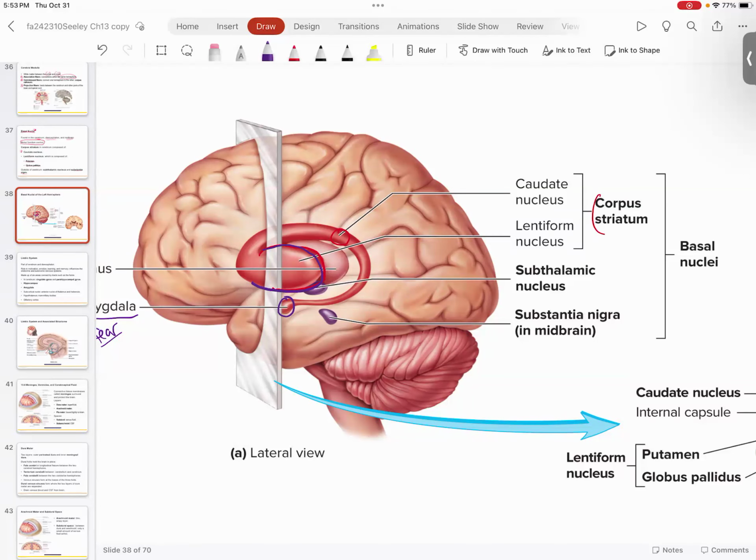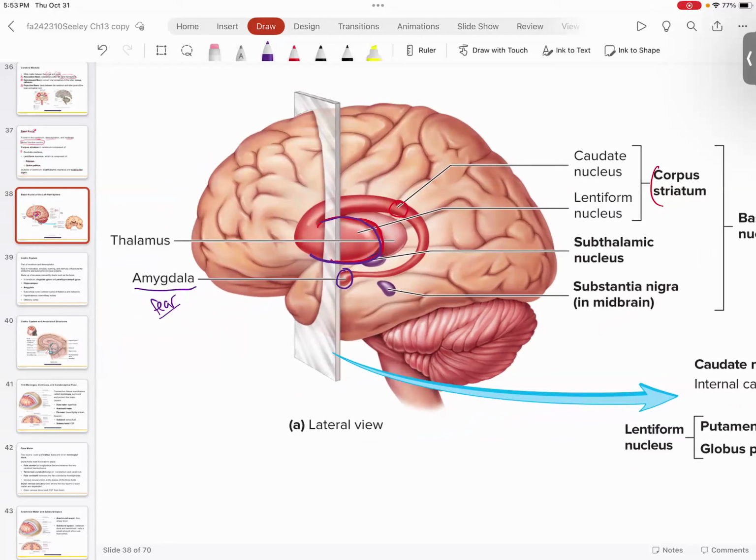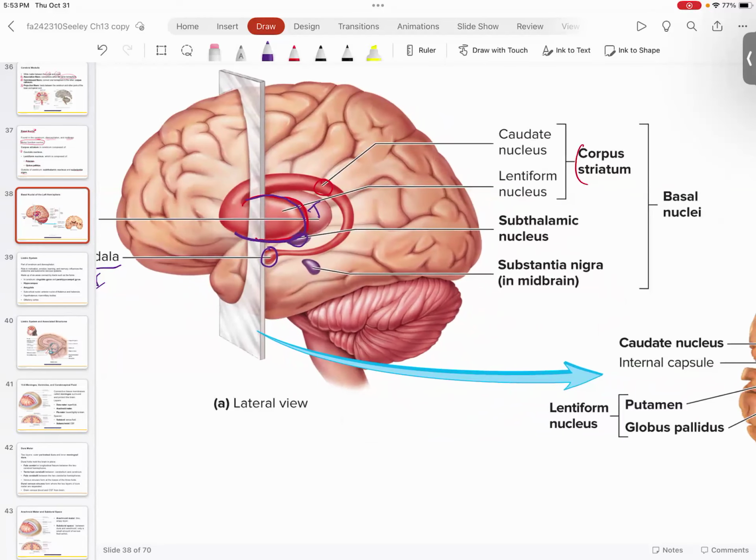Now, below this structure, this ram's horn-like structure, is going to be your subthalamic nucleus. So if you notice in position, this is about where the thalamus is. So you can see the thalamus is right here, kind of behind this corpus striatum. And then below that, a little more in the midbrain, is your substantia nigra. Now, all of these guys together, the caudate nucleus, the lentiform nucleus, the subthalamic nucleus, the substantia nigra, is basically collectively referred to as the basal nuclei.